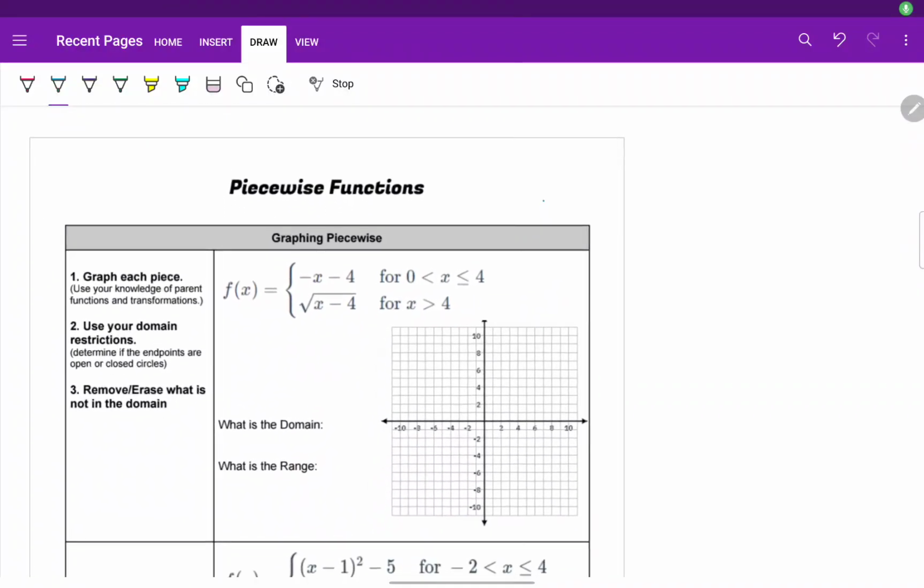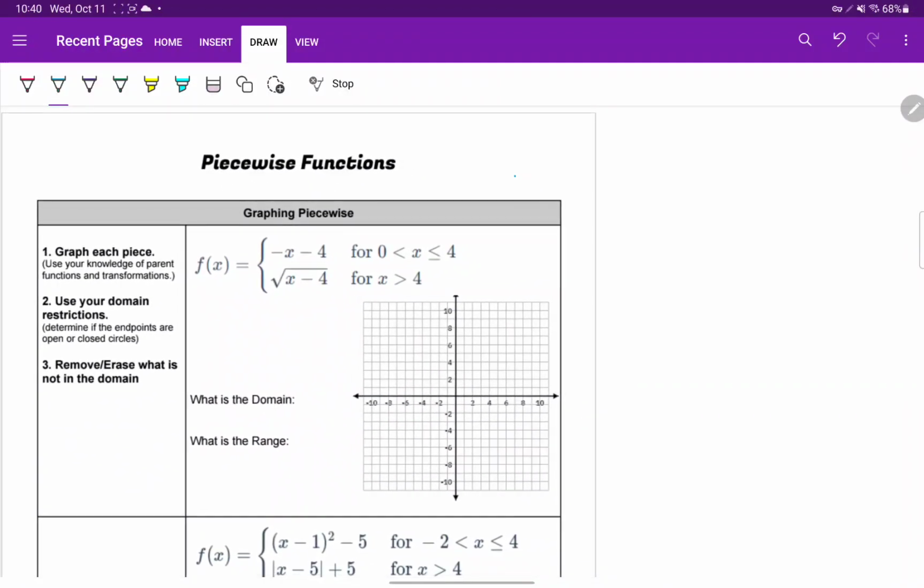So these are the notes for piecewise functions. It says we're going to take our pieces of the graph, we're going to finally put them on the graph, and we're going to use the transformations and the parent function tables to figure out how to do this. Okay, so the first thing it wants us to do is to graph each piece.